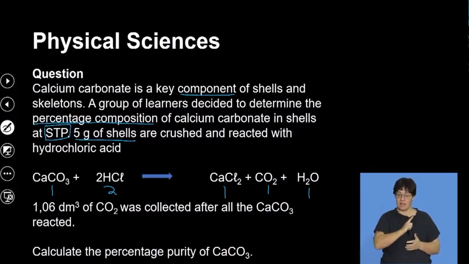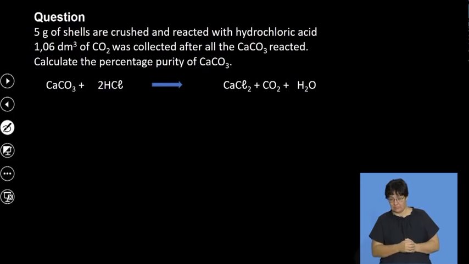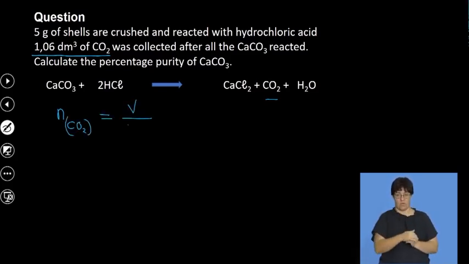So we are told that 1.06 cubic decimeters of carbon dioxide was collected. Now we'd ask ourselves, how many moles of carbon dioxide were actually formed? Then we'd work backwards to determine the purity of calcium carbonate. The 1.06 is the volume of the carbon dioxide gas collected. So moles of carbon dioxide equals volume over molar gas volume. That's the first part of this multi-step problem.